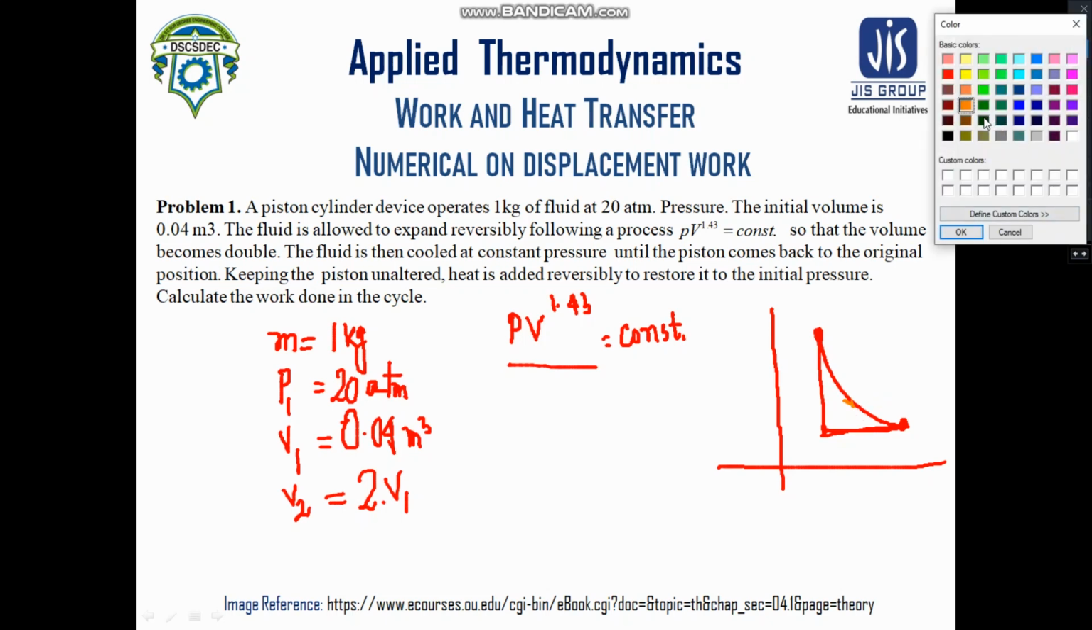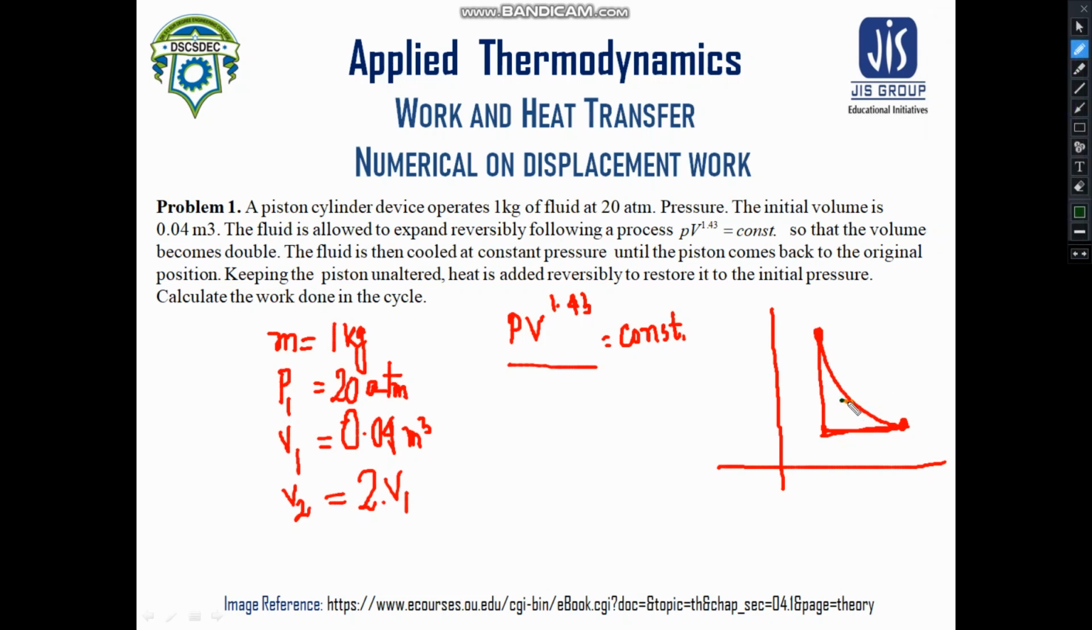Let us use another ink here. It will be better for you to understand. So this is the first process, 1 to 2. Okay, I have just missed my thermodynamic diagram axes here. The axes are P and V. Okay, so the drawing is entirely based on the PV diagram.